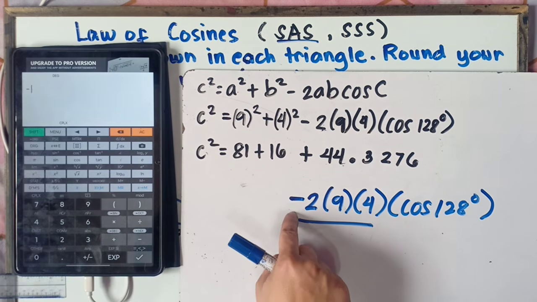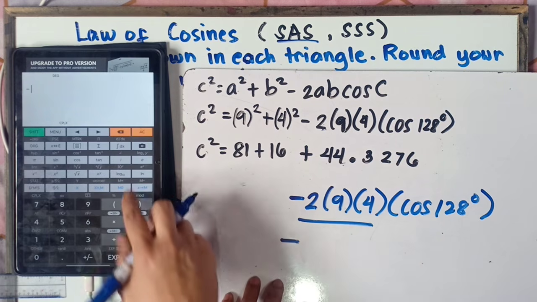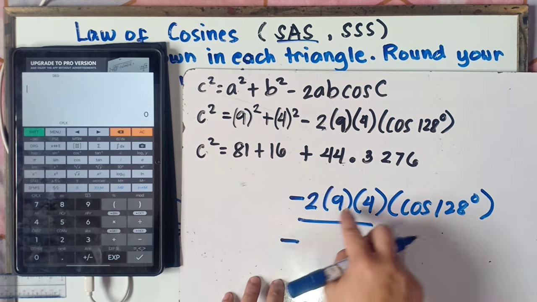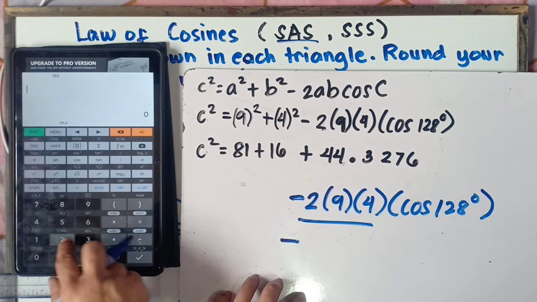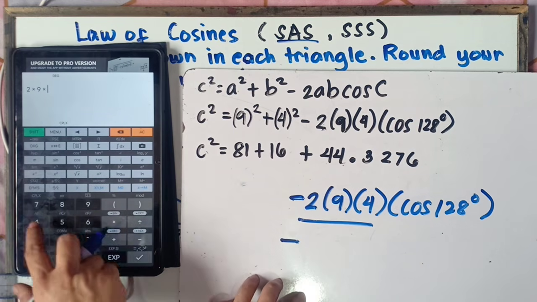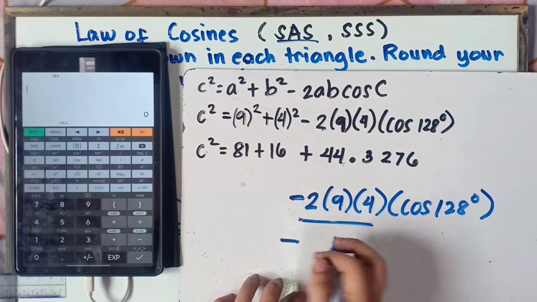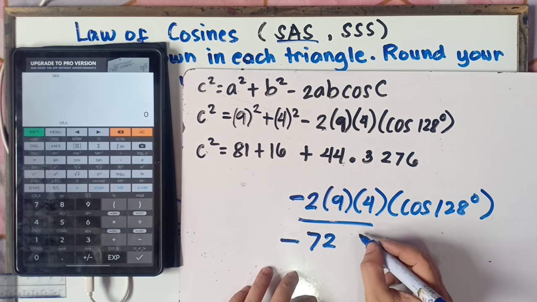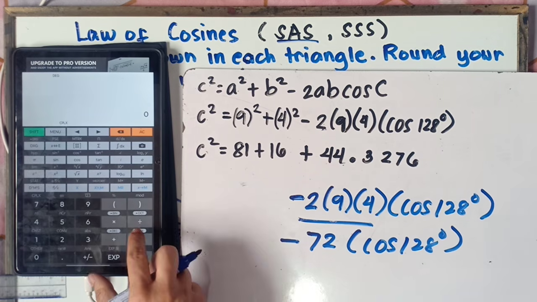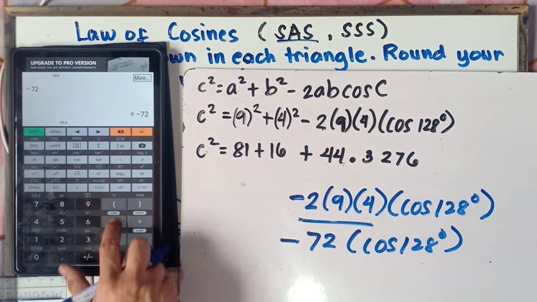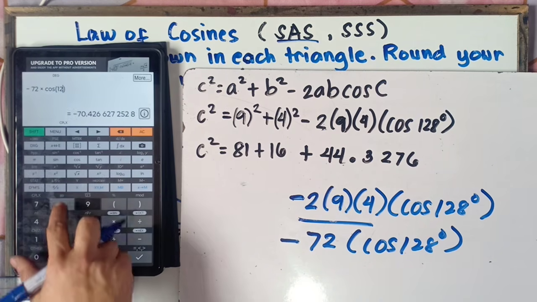Or you can copy the negative symbol, class. That's okay. Negative and then 2 times 9 times 4. Because negative times positive, it should be negative. So copy the negative sign. So 2 times 9 times 4. You can have negative 2 times 9 times 4. You will still have the same answer. Negative 72. And then multiplied by cosine 128 degrees. So negative 72 times cosine 128 degrees.